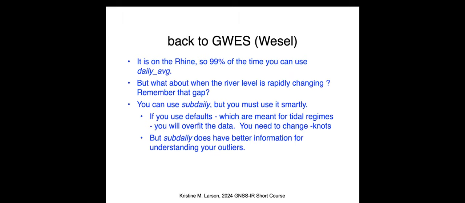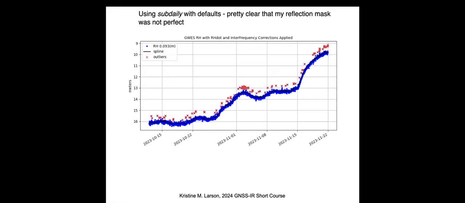So let's go back to Vessel because now we've used subdaily. Now you can use subdaily on rivers and even lakes, but you have to remember it's a river. You shouldn't be using the spline fits for RH dot on a lake or a river, or you should damp them. So just remember there are knots, which is basically what it's allowing in this fit. And it does give you some information about your outliers. I see the interest in using subdaily, but I would just ask you to use it with some care. Now this is using subdaily with that data set from the river.